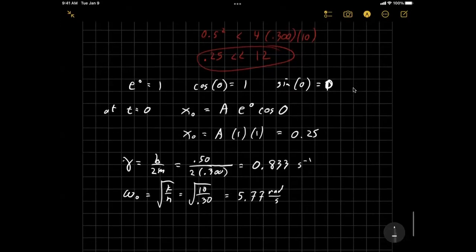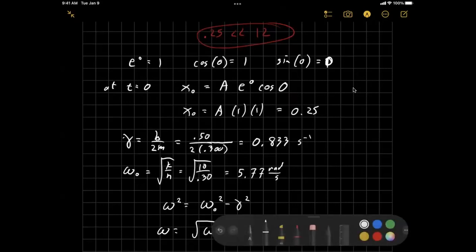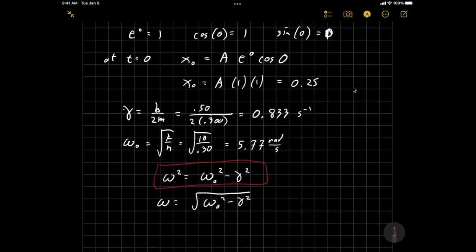Now we need to figure out what omega is. A better way to say the equation is that omega squared is omega naught squared minus gamma squared, and then take the square root. So omega is the square root of that. I just like saying it the other way because there's more symmetry there. It just looks nicer. But then to actually get omega, we'll have to take the square root.